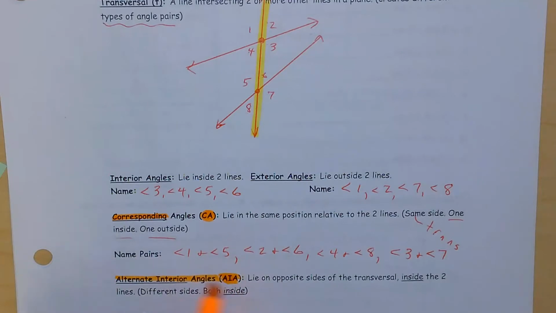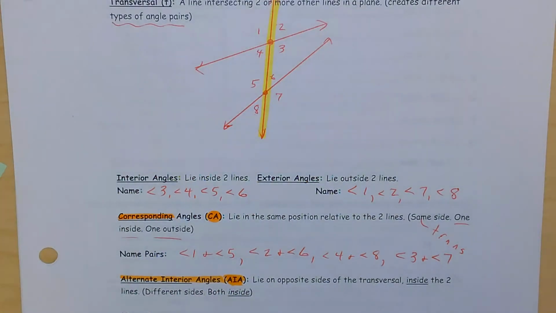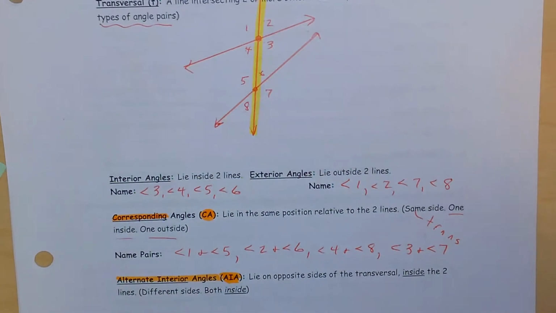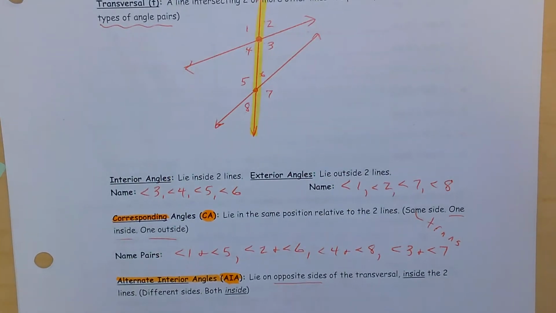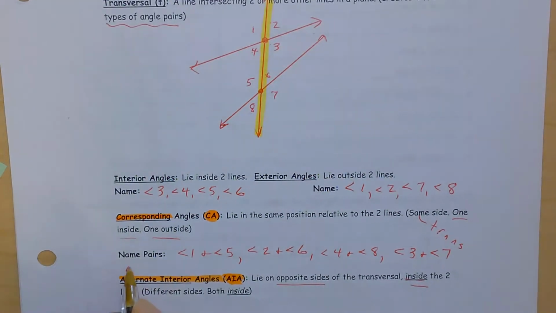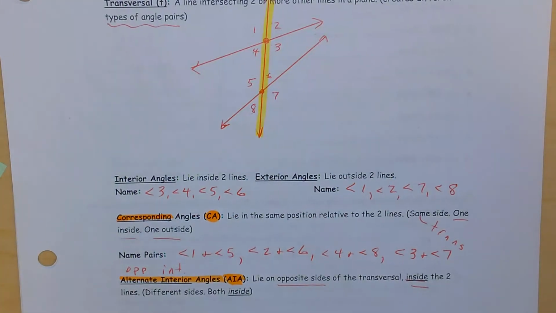Okay, next pair are the alternate interior angles. Eventually we will call them AIAs. We're going to start with just alternate interiors. So their description is on opposite sides of the transversal, but both inside. Notice because it says interior. So this alternate means opposite sides of the transversal, and interior means inside. So opposite sides, inside. There are only 2 of these.